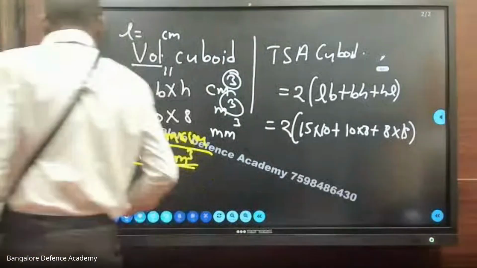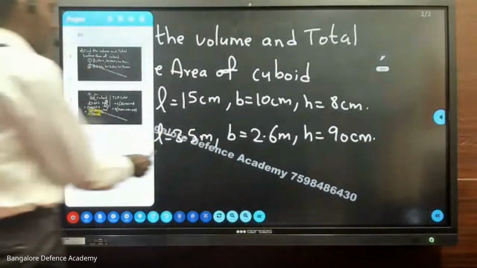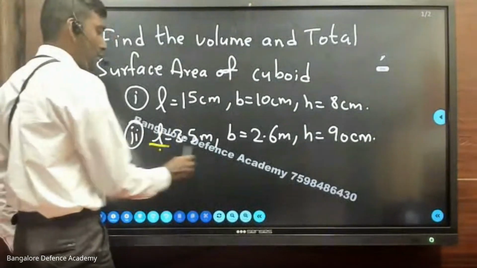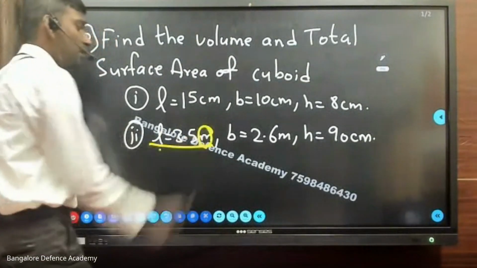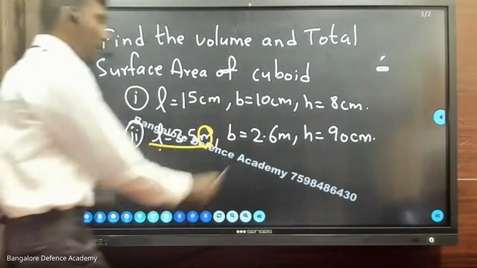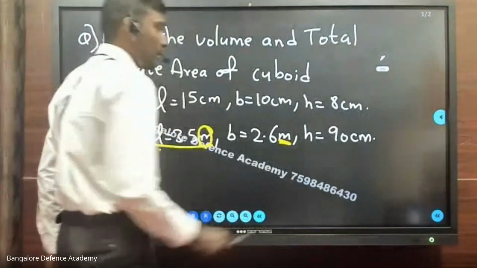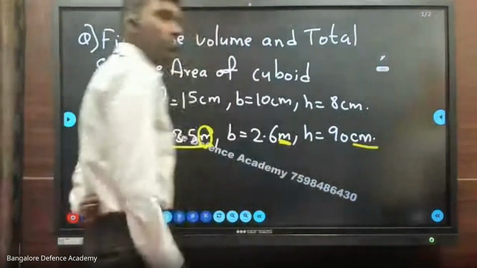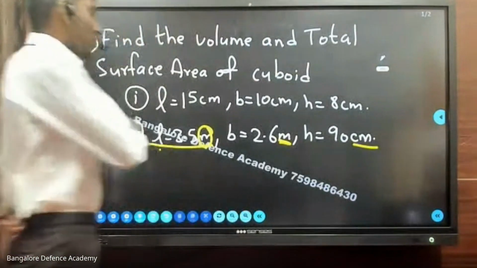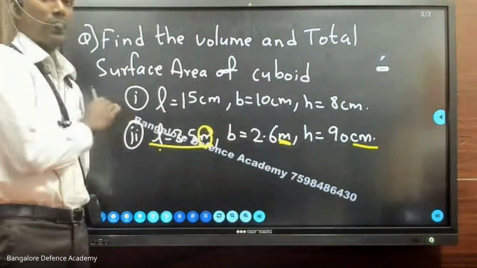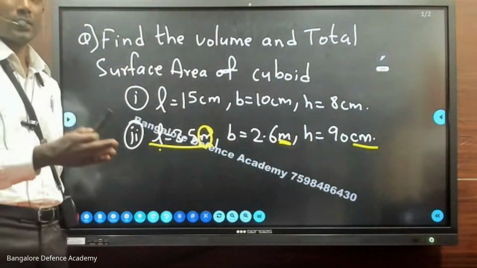See now the next question. Be careful here. Okay. Look at this. The length is 3.5 meter. Length किस में दिया है? मीटर में दिया है. Breadth किस में दिया है? मीटर में दिया है. But height किस में दिया है? सेंटीमीटर में. I want everything in meter or I want everything in centimeter. It is your wish.